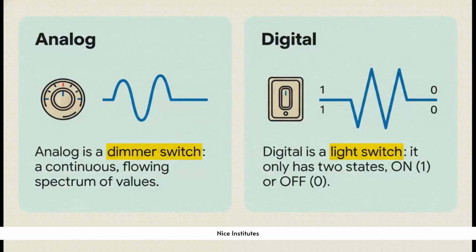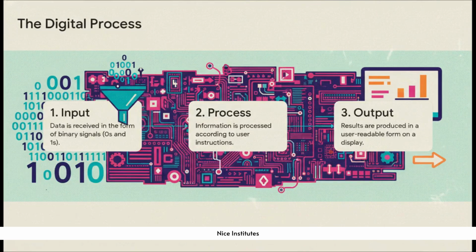So, let's go back to our light switch analogy. If the analog computer is that smooth dimmer switch, the digital computer is just a simple regular light switch. It only has two states, on or off, 1 or 0. There is no in between. And you know what? That simplicity is its greatest strength. It's precise, it's clear, and it's perfectly repeatable every single time. And its whole process is just beautifully straightforward. It takes in data as binary input, it follows a set of instructions to process it, and then it gives us an output that we can easily read on a screen. Simple, incredibly efficient, and unbelievably powerful.